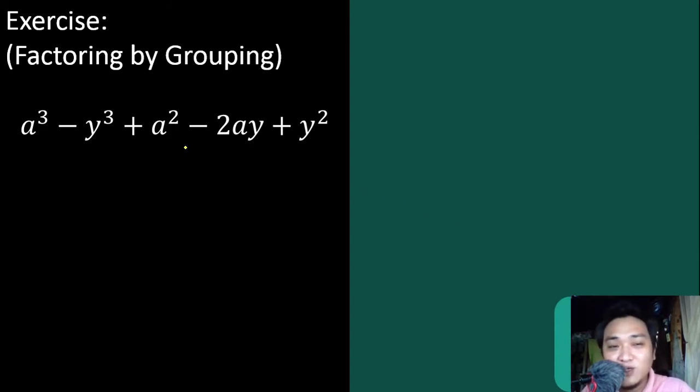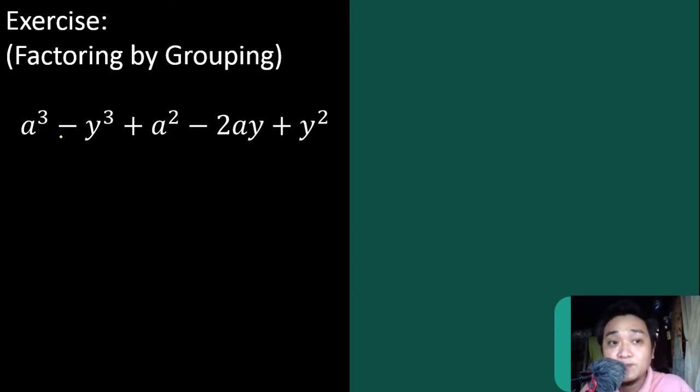Now, let us have one last example. This time, yung concept natin about perfect square trinomial, gagamitan natin ng factoring by grouping. As promised, bawat factoring technique natin, bawat factoring method natin, sisingitan natin ng factoring by grouping. Okay, so in this case, we have a cubed minus y cubed plus a squared minus 2ay plus y squared. What will be the factor?